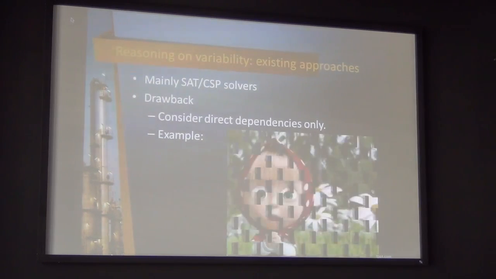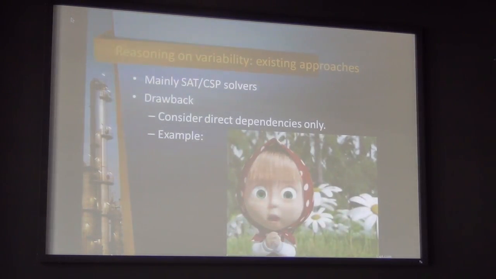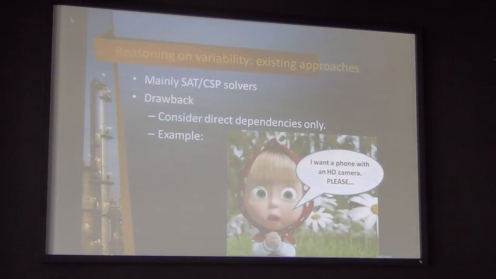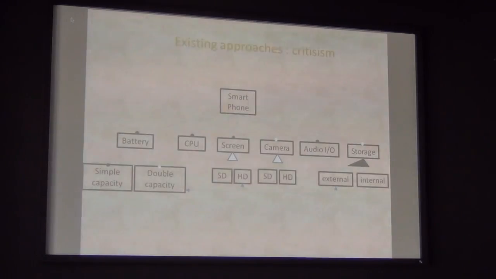Okay, let me explain myself. For example, we have a client. The client wants a phone with an HD camera, so we want to generate a product for this particular client. What the existing approaches usually do is select the HD component here, in green. Then if you select the HD component, you know that when you select a feature, you need to select its parent feature. So we select camera. This is step one.